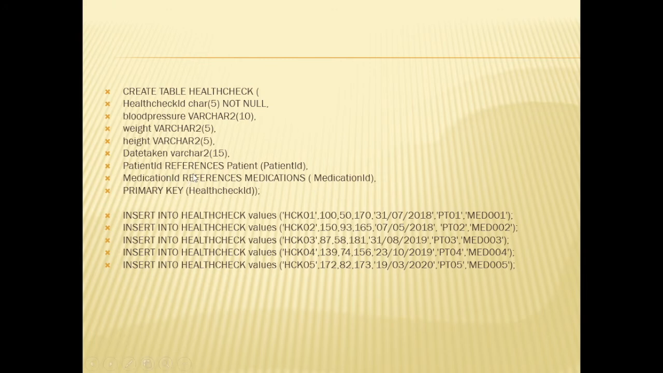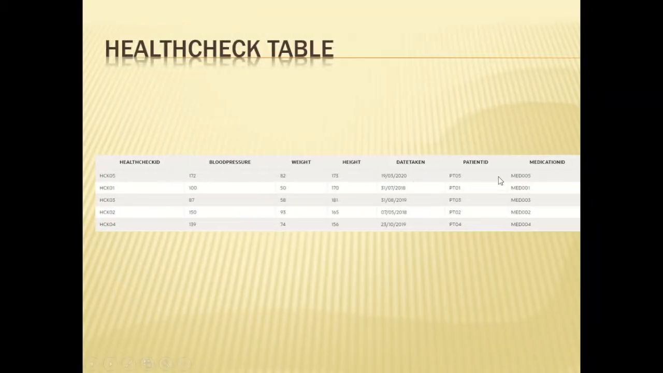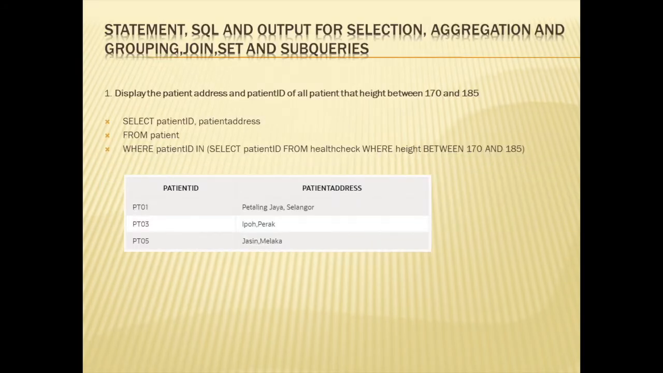I put these two because I want these two to relate to the medication table and patient table. Okay, the output will be like this. We have patient ID and medication ID for this table because I want this table to relate with the patient table and medication table. Statement, SQL, and output for selection, aggregation and grouping, join, set, and subqueries.